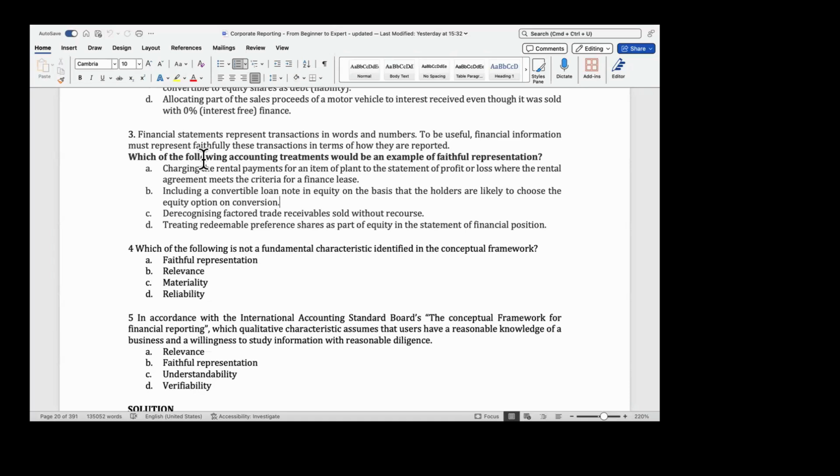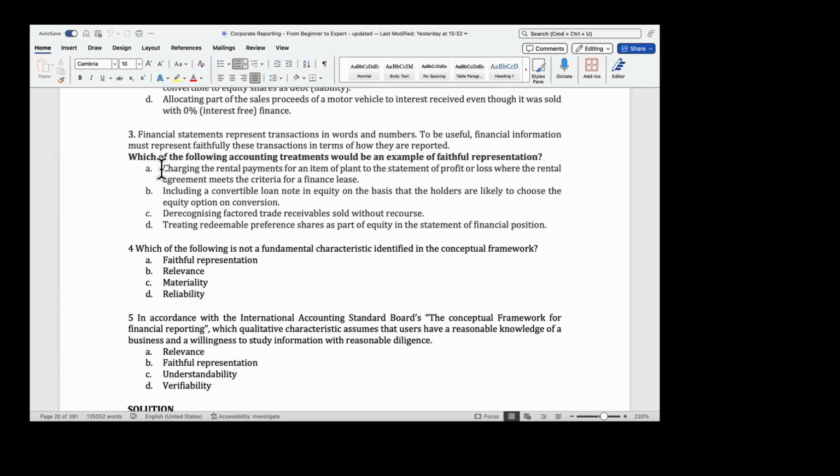I said, which of the following accounting treatments would be an example of faithful representation? Any trial? Tough question. Okay, so let's look at it together. Which of the following would be an example of faithful representation?